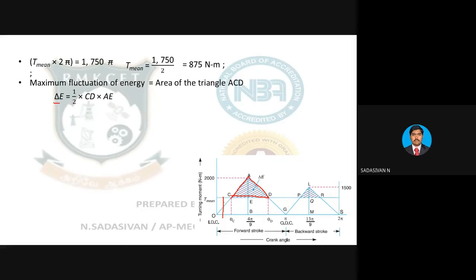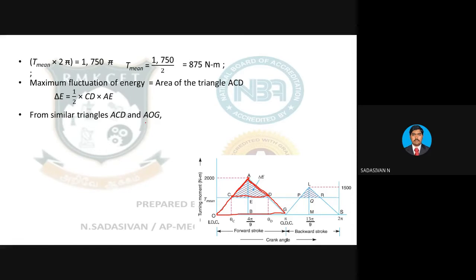So for that I have one problem. Now I have found out T mean, so therefore this height can be easily found out. Now we have to apply similar triangle principles and find out the base width of this triangle. Then you can find out half into base into height. Okay. So from similar triangles ACD and AOG. ACD is the smaller triangle, and AOG is the full triangle.